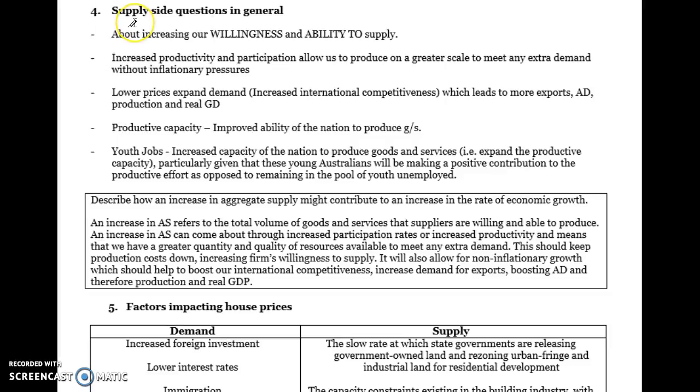Okay, this is just basically going to go through a few more current things for your exam. First of all, when you talk about supply side questions, and I've said this a lot, it's all about trying to increase our willingness and ability to supply.